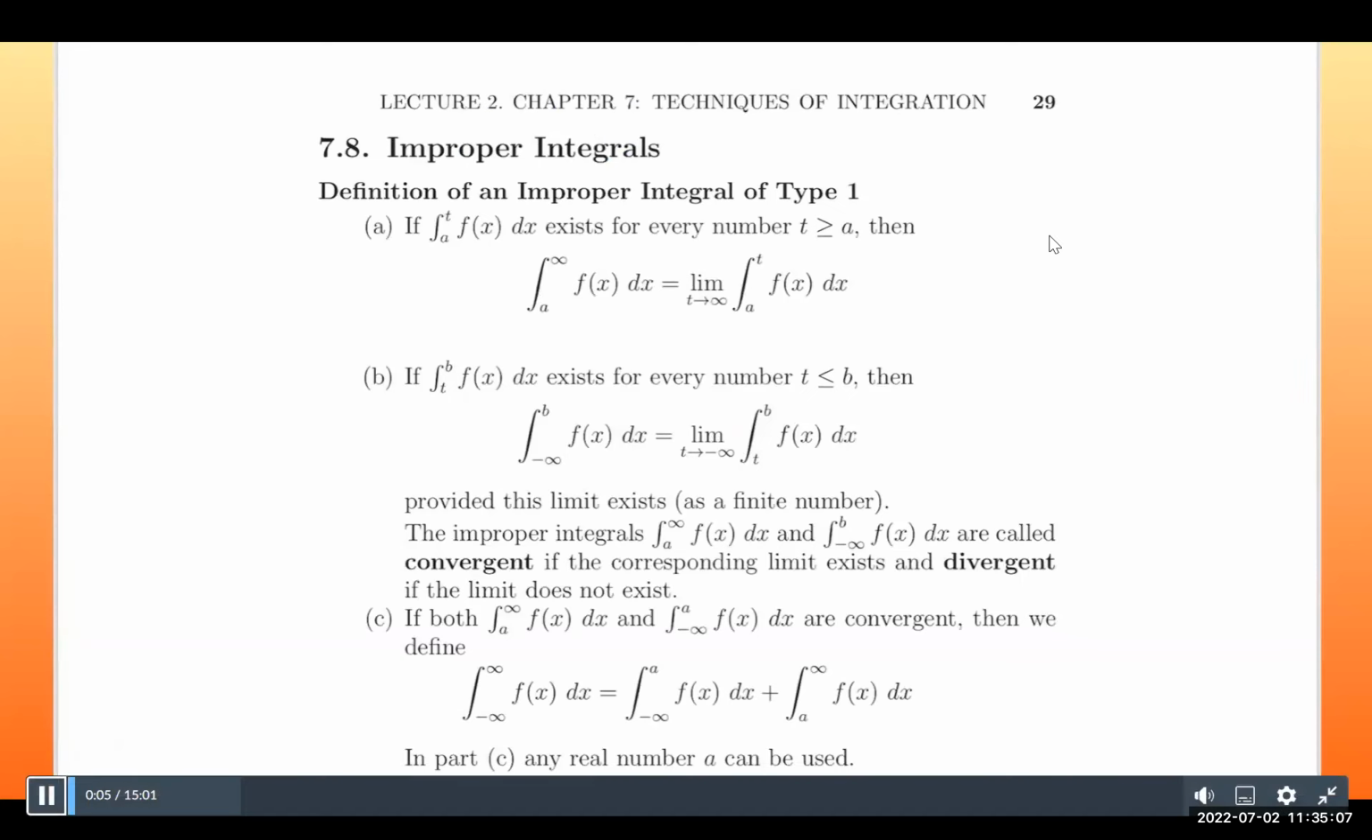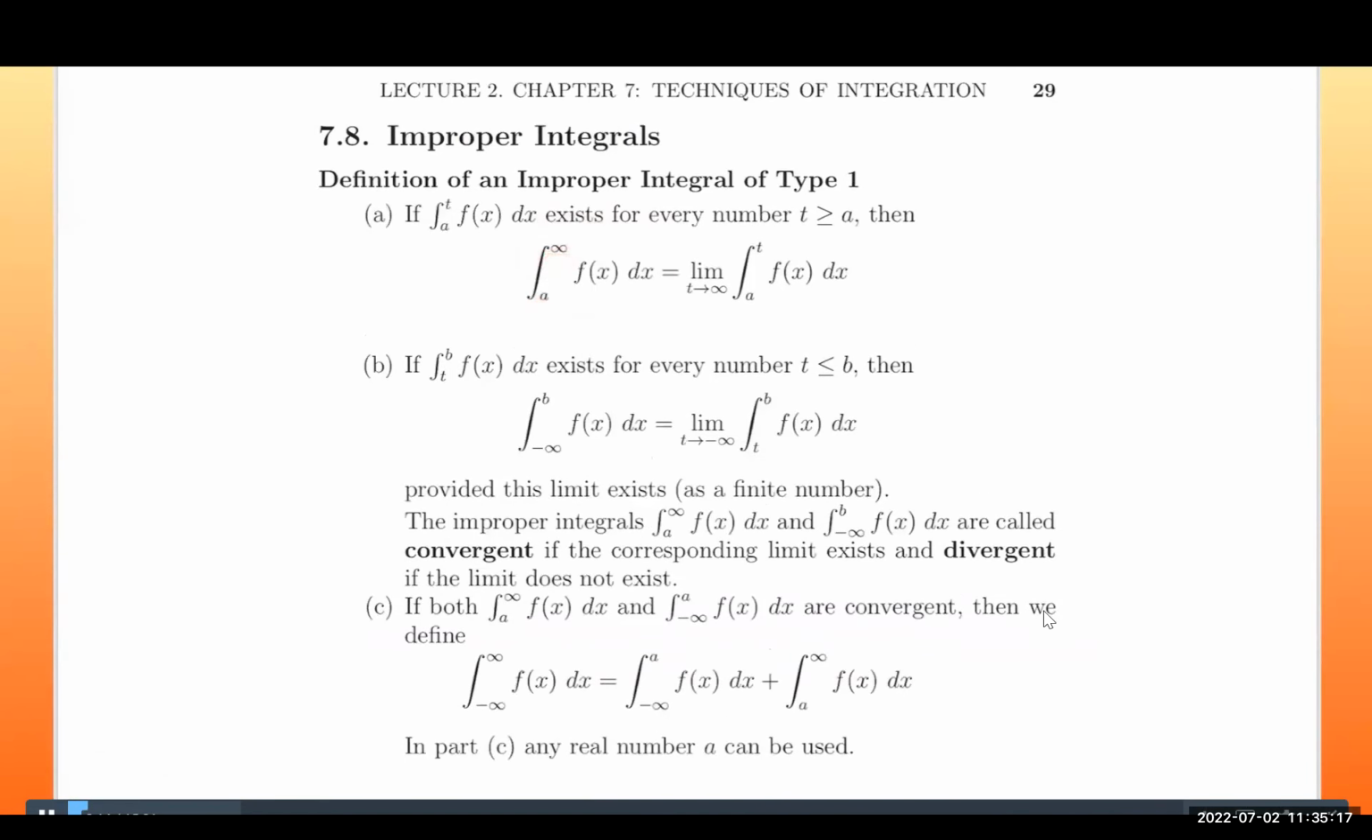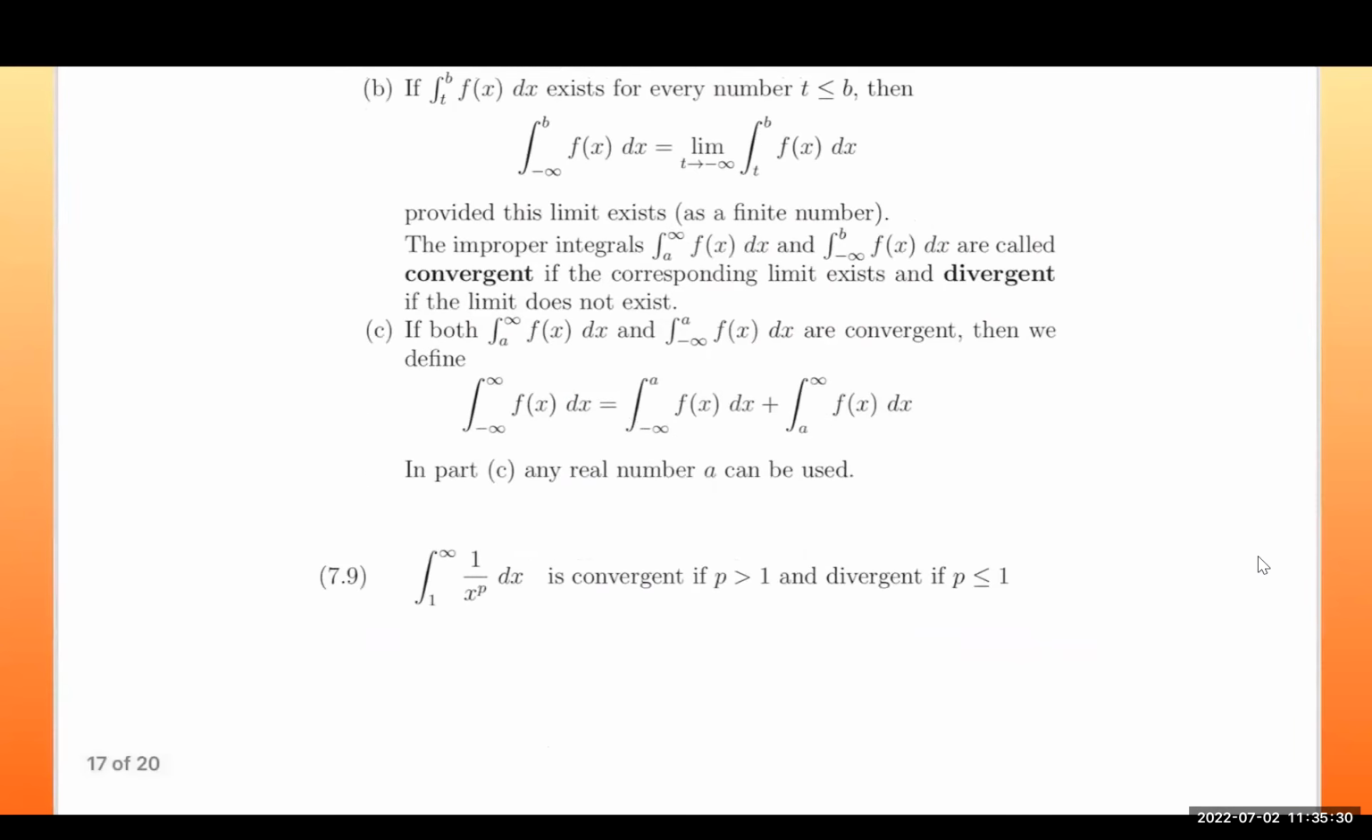This is section 7.8 on improper integrals. So there's a definition, part A, part B, and part C. For part A, if you have an improper integral with the lower limit a constant and the upper limit is infinity, then you can rewrite the integral as a limit. Part B, if the upper limit is a constant and the lower limit is negative infinity, then you can write the integral as a limit as well.